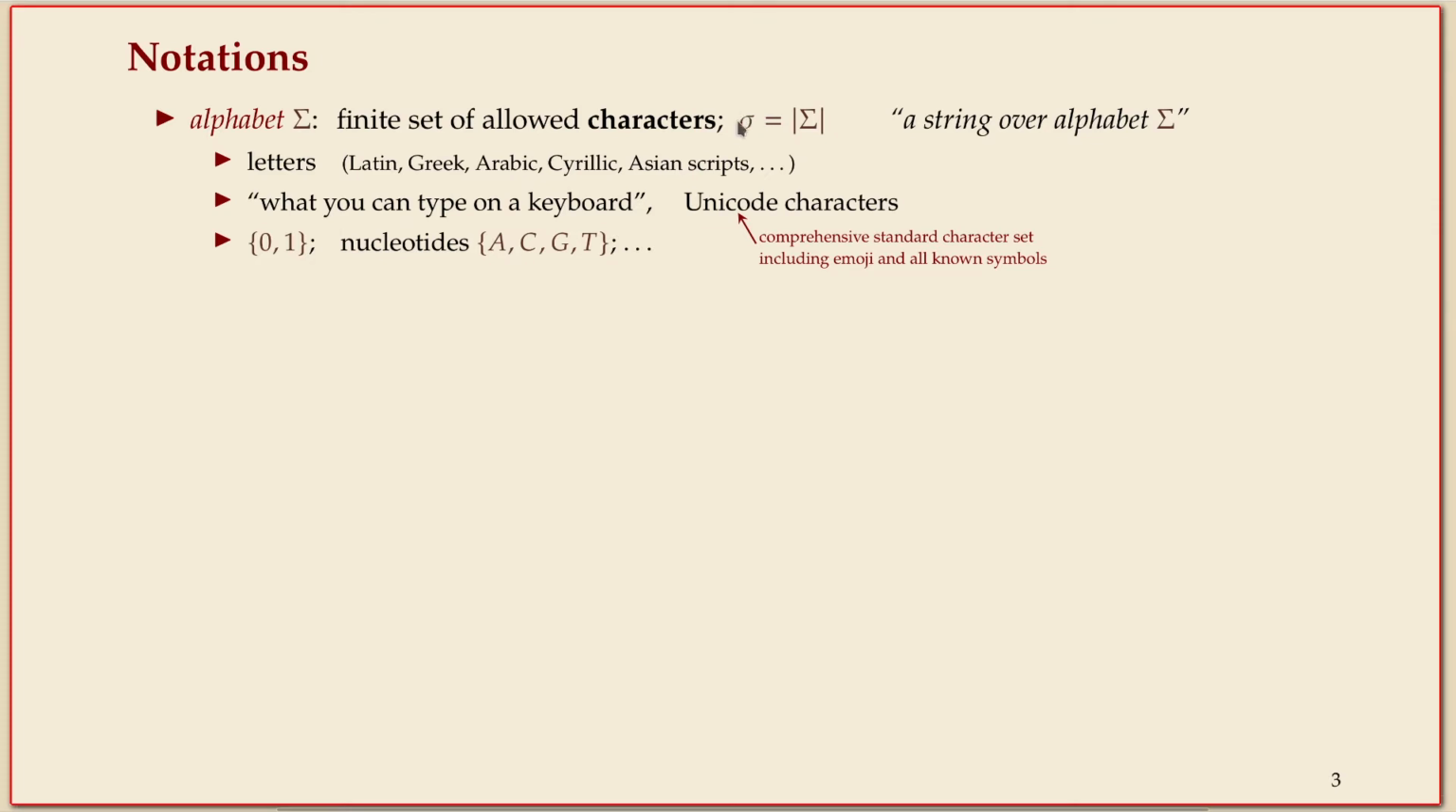And so we can speak of little sigma, the size of big sigma, the size of the alphabet, the number of different characters. Now, if you think about English, you might think, okay, we have 26 letters, but then we have them in lowercase and uppercase, and we have all the punctuation and spaces, etc. So we probably have a few more characters to take care of.